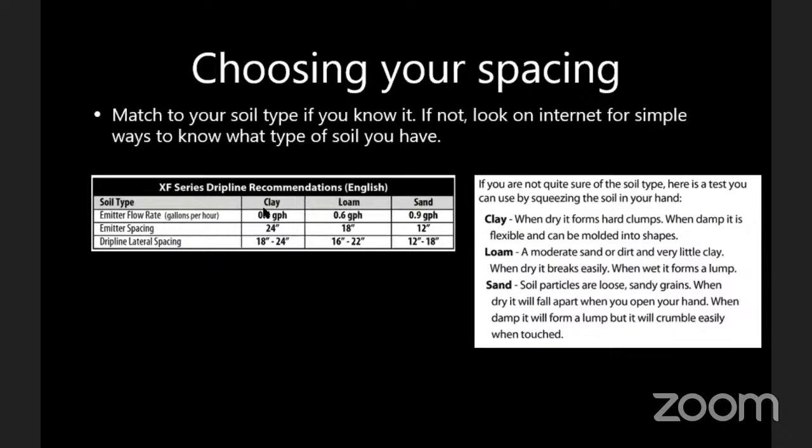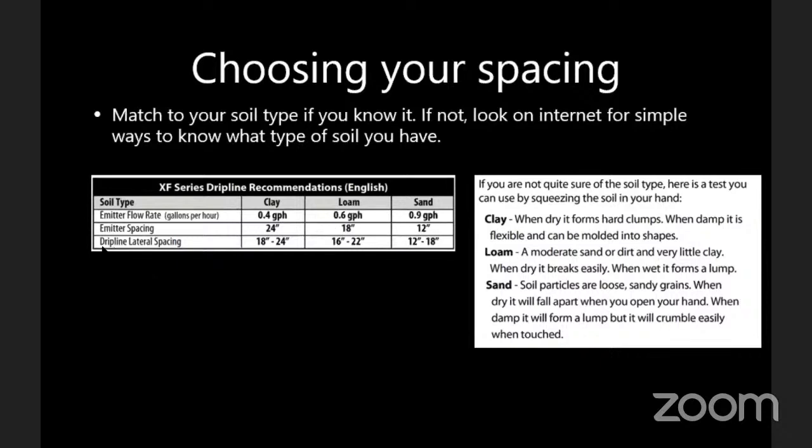And then in addition to the actual emitter, you're going to choose what the spacing is down the line. For clay, it might be up to 24 inches. For sand or sandy loam, 12 inches. And then that true, real mixed loam is in between.